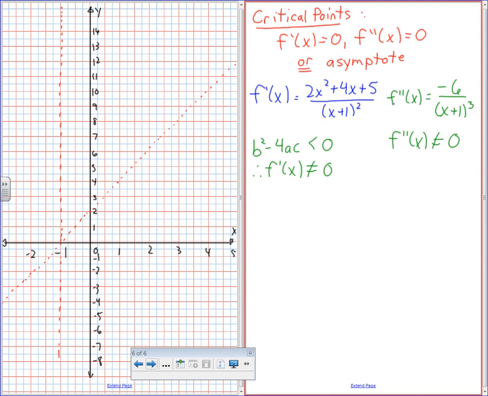We still have to make an interval chart. What's our only interval that we're going to use? The asymptote, okay? So all we're going to have for our interval chart is, and this is going to be a nice small one, x is less than -1, x cannot equal -1, and x is greater than -1. That's it. Okay?